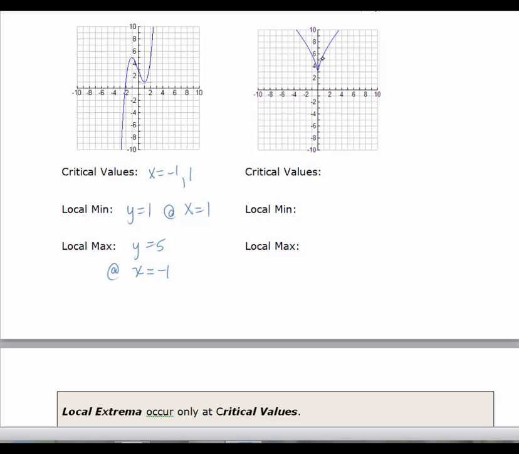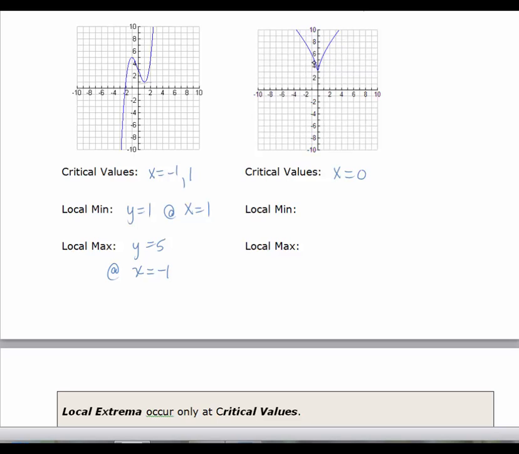All right, let's look at the last scenario. We have a critical value. It appears at x equals 0. We have what we call a cusp. So we can tell from the picture that the first derivative is undefined. So our critical value is going to be x equals 0.